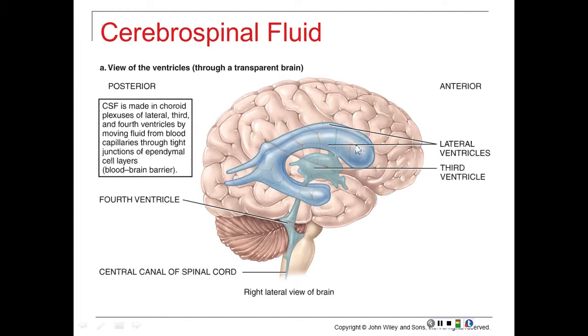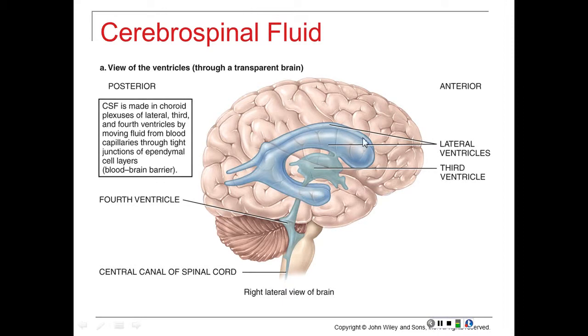Here you can see those ventricles within the brain. If you do a brain dissection in lab, you will very clearly see these ventricles. The models in lab will also show these ventricles to you. They're literally spaces and holes within the brain. Our brain is not a solid mass. There's holes within them called ventricles.